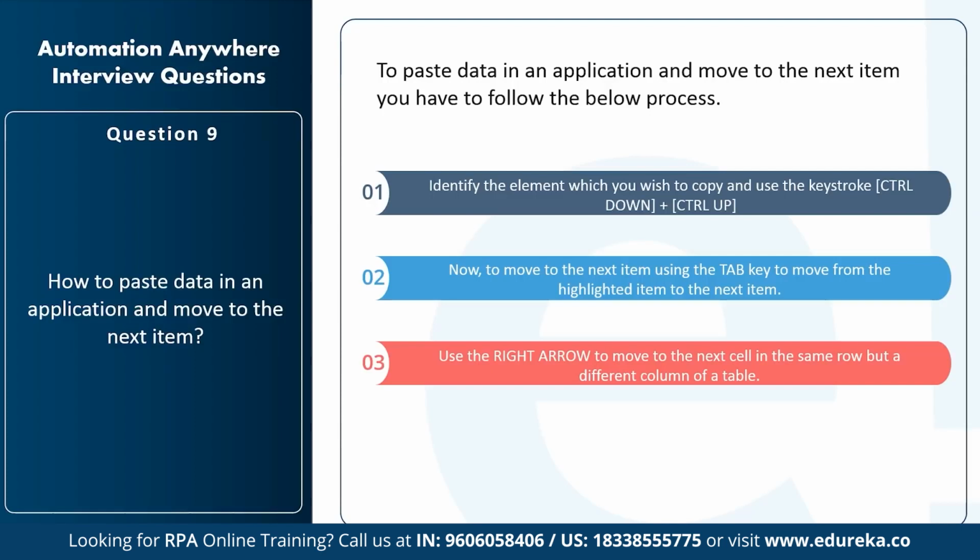And finally, you have to use the right arrow to move to the next cell in the same row but a different column of a table. So guys, that's how you can paste data in an application and move to the next item.